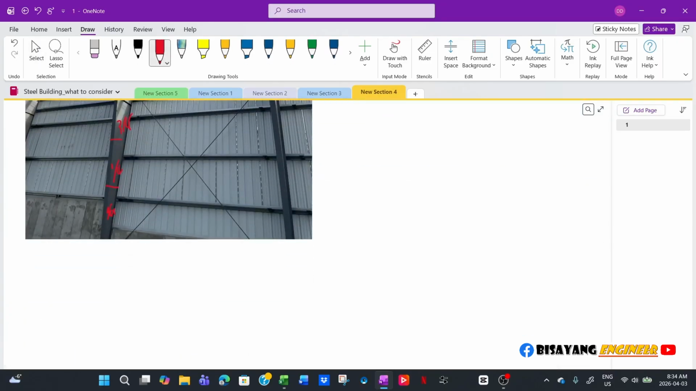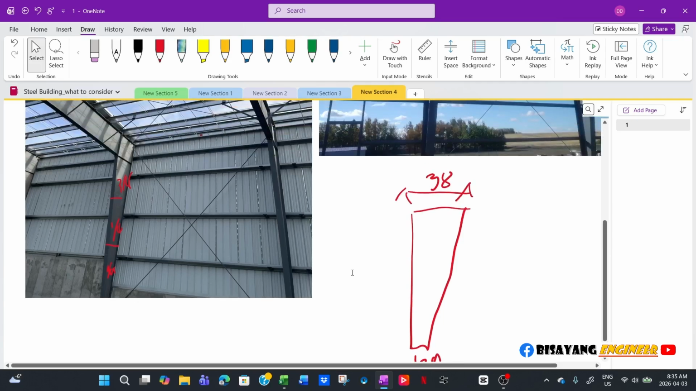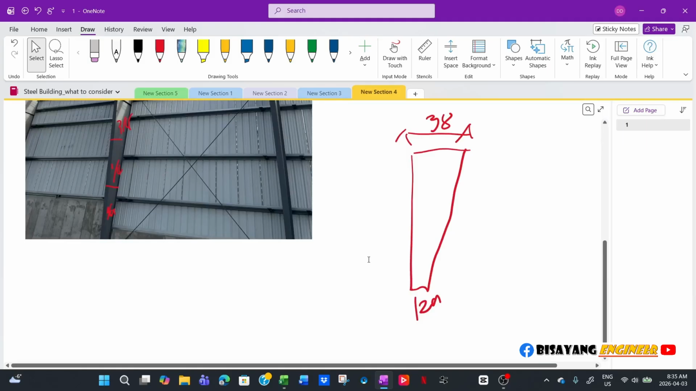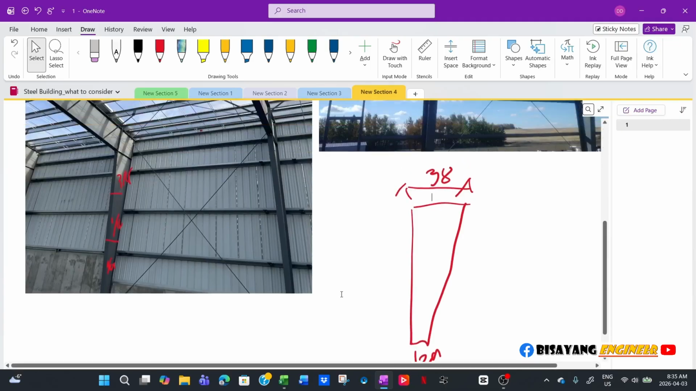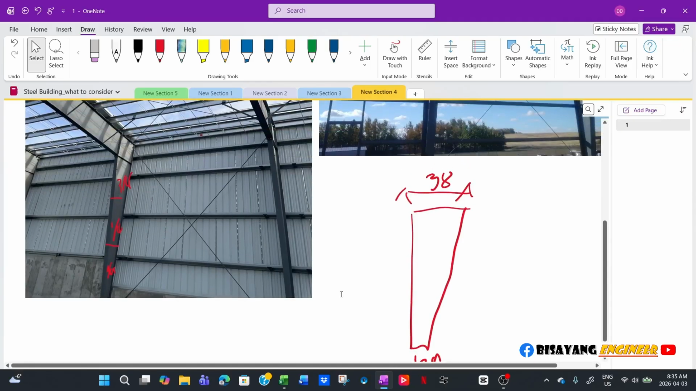Usually I've seen pre-engineered buildings with only like 12 inches here, and then right here at the haunch, it's like 38. I've seen this because I did a lot of foundation design for this kind of structure, but most of the time I will do a mock-up calculation, because by the time I'm designing the foundation, we still don't have the steel drawings, and I need the reactions to design the foundations.